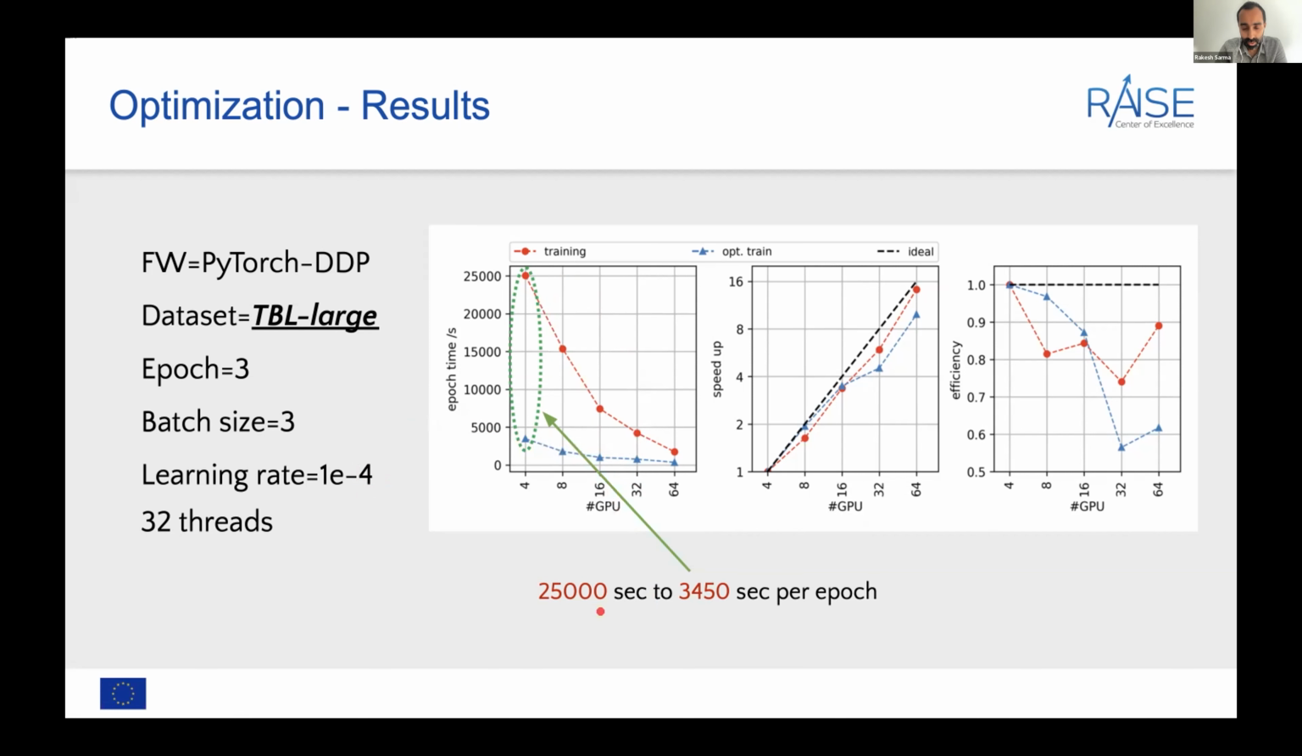In this case, the red line is the one where we don't have any optimization, and the blue line is the most optimized case. And as you can see, we have been able to reduce the training time from 25,000 seconds to around 3,400 seconds per epoch. The corresponding speed up and efficiency have also been satisfactory for us. So basically the take home message here is that this kind of optimization can be very beneficial to improve the performance of the network.